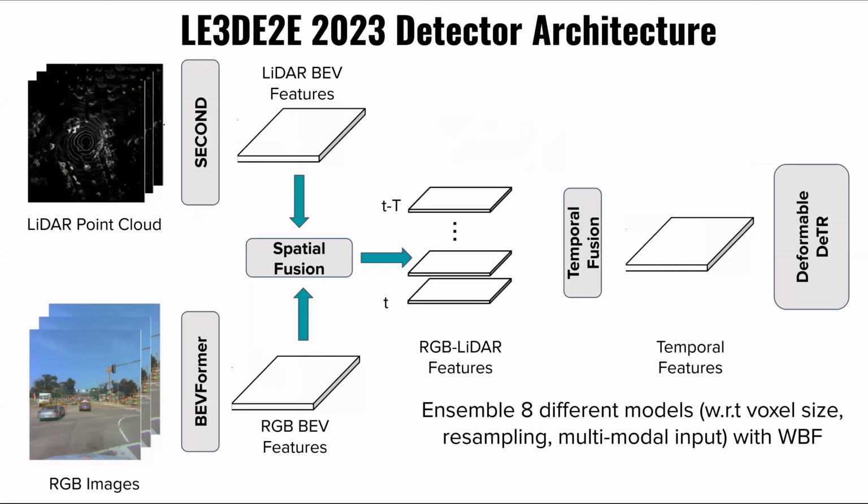And last year's architecture is a pretty straightforward multimodal fusion approach, where we can represent both RGB and LiDAR data through bird's eye view features, and we can combine these spatially and temporally before detecting things with a deformable decoder head. Importantly, this method ensembles 8 different models with respect to different voxel sizes and different resampling strategies. They train some models that are LiDAR only, some models that are multimodal, and they combine all of these post hoc with late fusion or weighted box fusion.